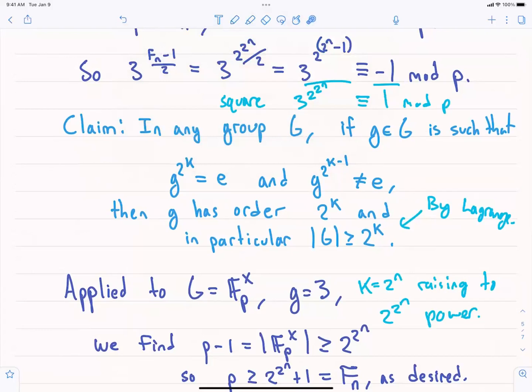Right, so this 2 to the k becomes 2 to the 2 to the n, which is what we had up here to get 1. And then 2 to the k minus 1 is this 2 to the 2 to the n minus 1, which is congruent to minus 1. Okay, so which is not the identity element. Okay, sorry about that.